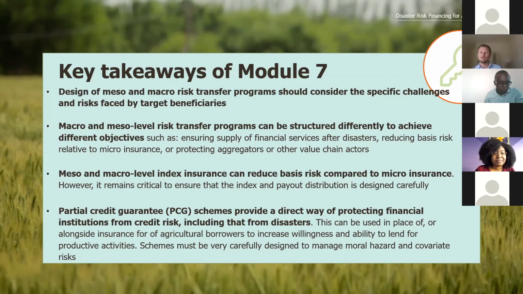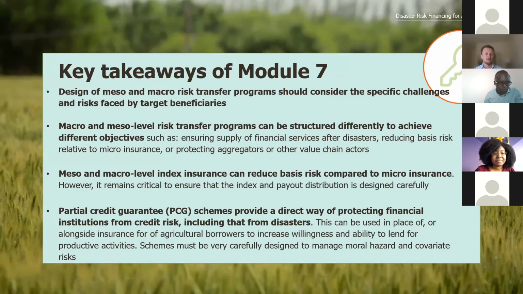But if your sole objective is to increase their access to credit, increase their potential investment in productive technologies, productive practices, then maybe a partial credit guarantee makes more sense. Maybe meso insurance makes sense. And further, none of these instruments are mutually exclusive. They can go hand in hand. They can be designed to complement each other, to cover different risks, different sectors of the population, different perils.